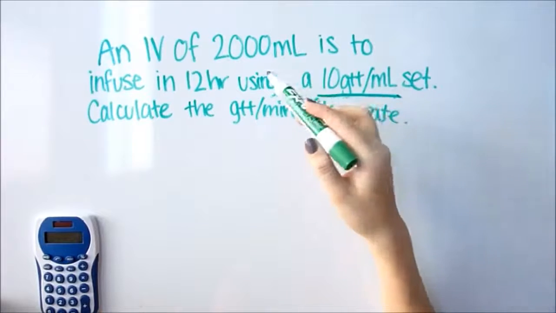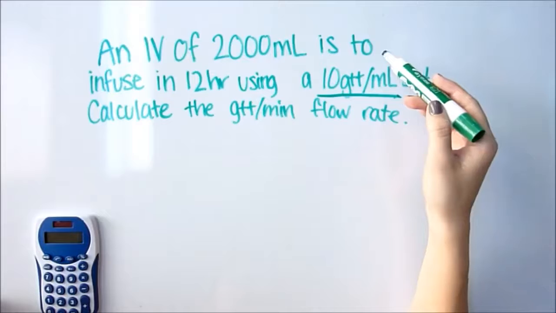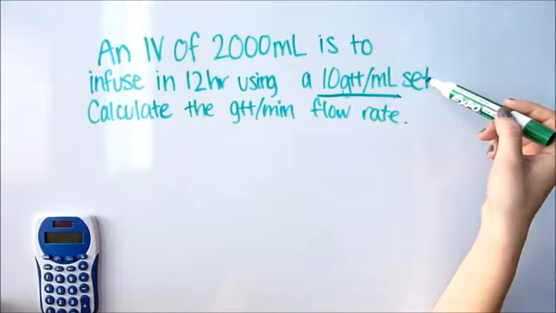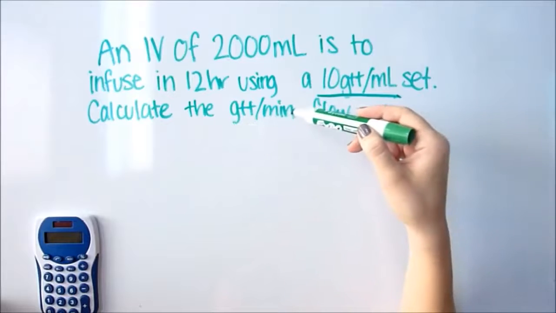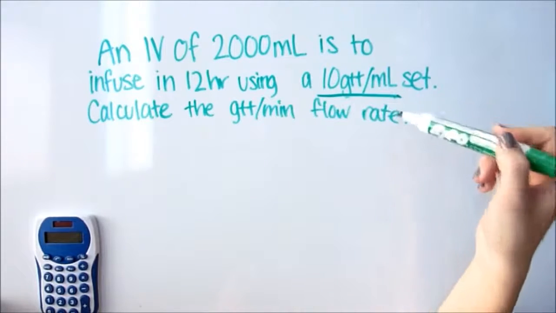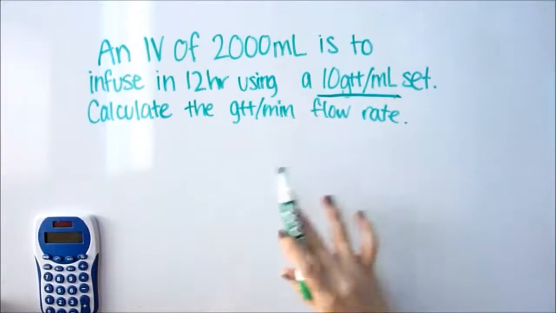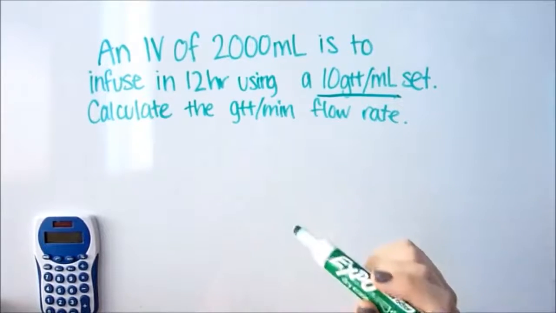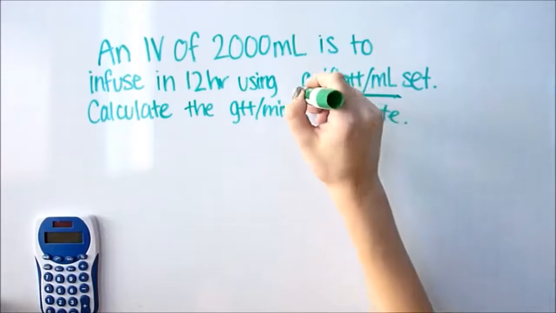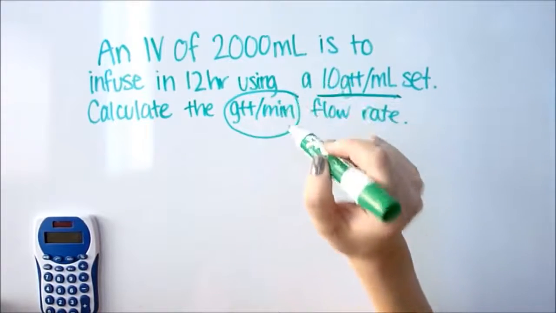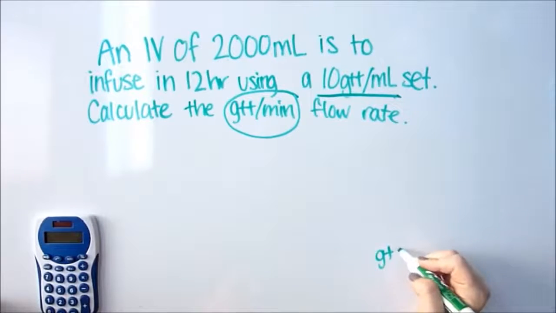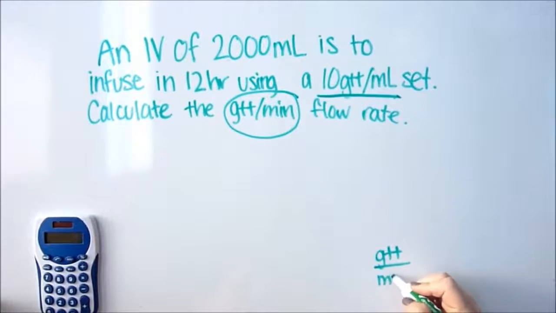An IV of 2,000 ml is to infuse in 12 hours using a 10 GTT per ml set. Calculate the GTT per minute flow rate. My first thing, before I go on with the steps, is what are we looking at here? We're looking at GTT per minute. So that's what we're trying to find. I'm going to write that down here: GTT per minute, which is basically drops per minute.